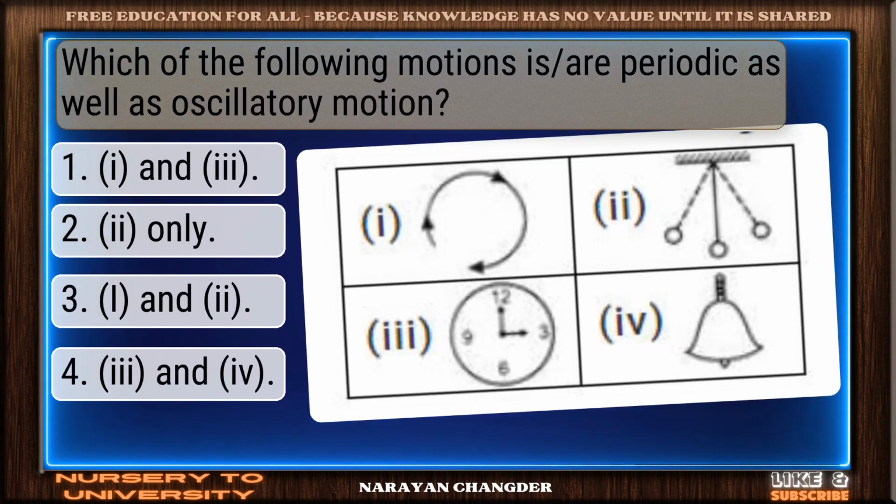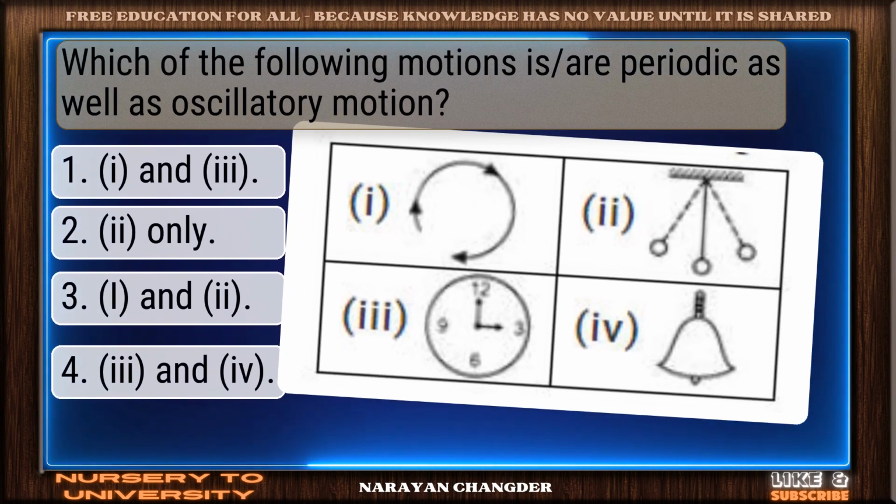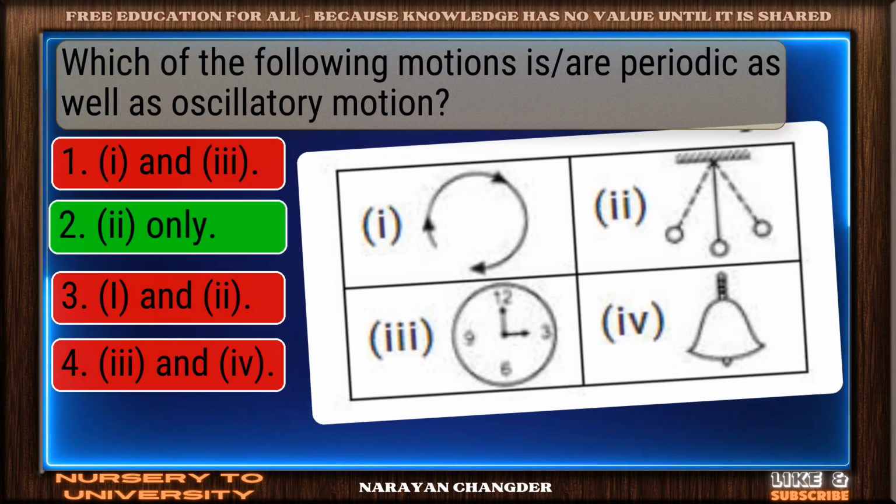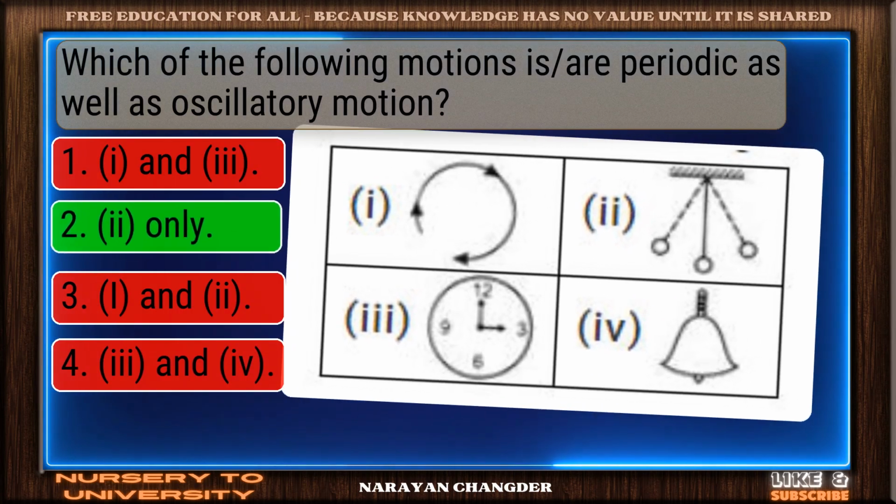Which of the following motions is aperiodic as well as oscillatory motion? You chose only. And it is correct.